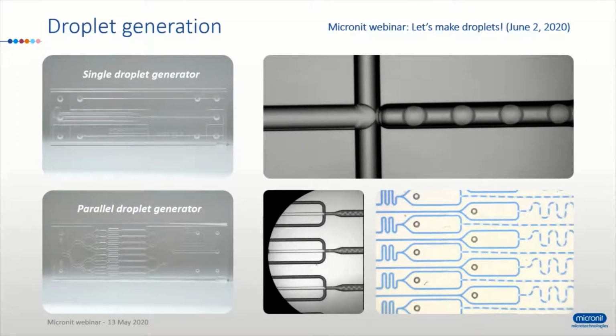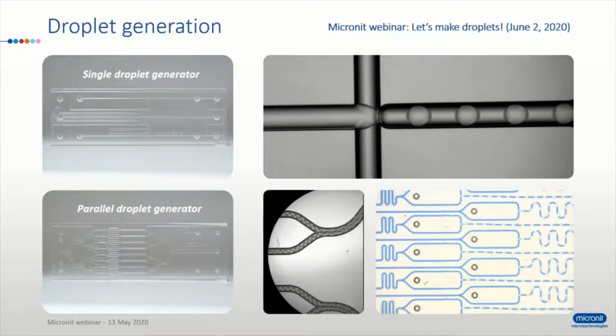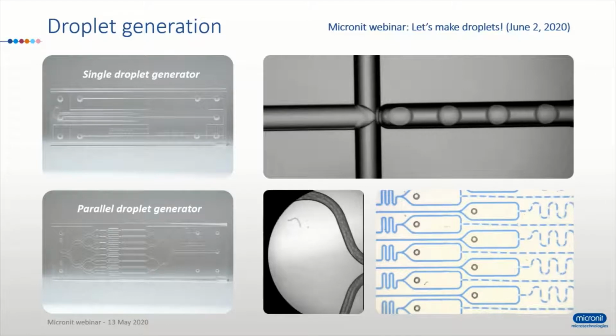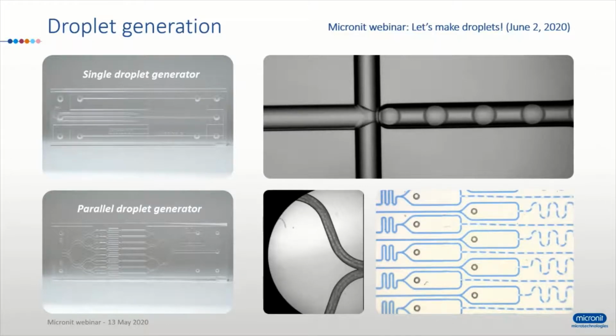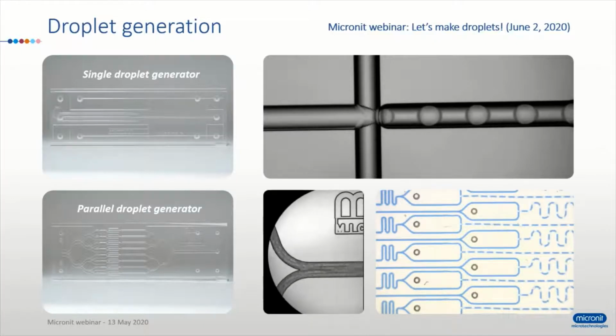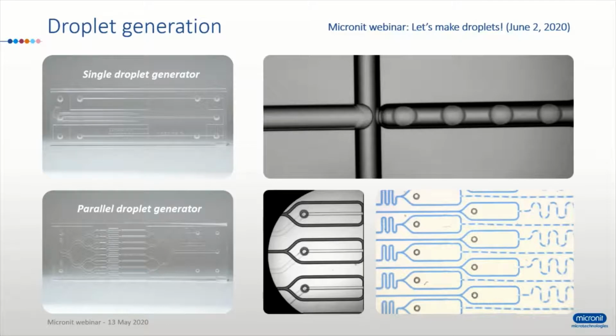Also important to mention, these droplets can be either water droplets in a continuous oil phase, or vice versa, oil droplets in a water phase, depending on how you coat your surface. So we can be very flexible with offering these systems, either in a stage where you create water droplets or in a stage where you can create oil droplets, depending on your application, of course.